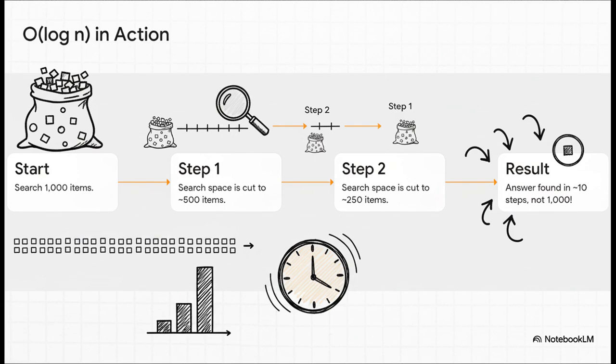Let me make this real for you because this is wild. Say you have a list of 1,000 items. The slow way could take you 1,000 checks. Binary search, step 1, you're down to 500 possibilities. Step 2, 250. Step 3, 125. You get the idea. You'll find your answer in about 10 steps. Not 1,000, 10. That's not just a little faster, that is a whole different universe of speed.